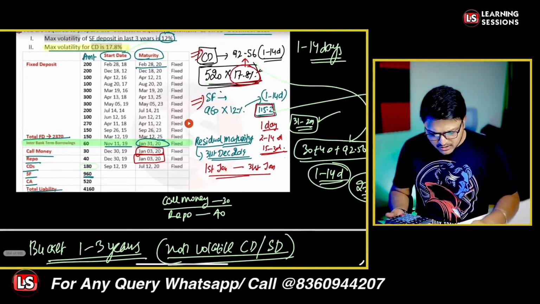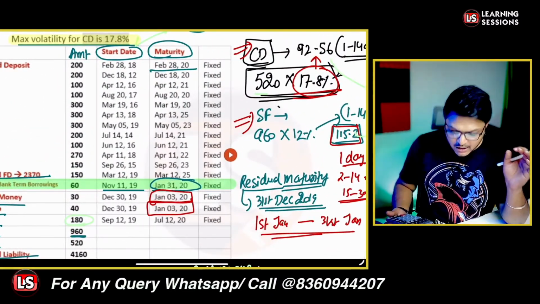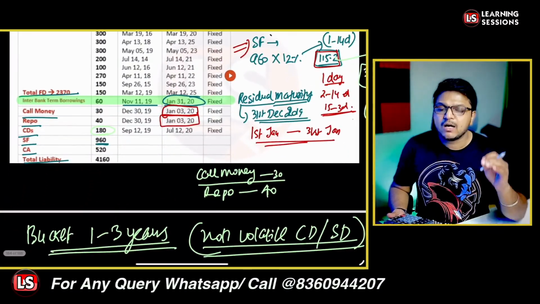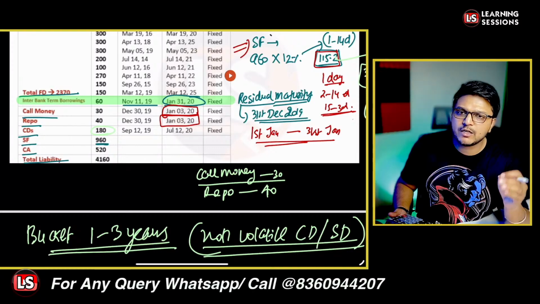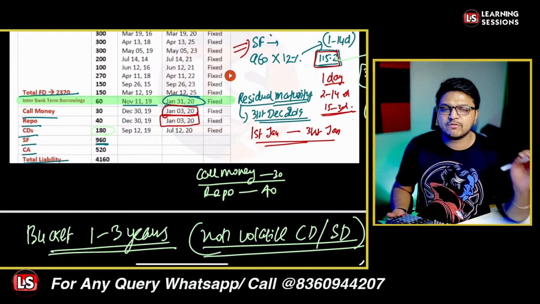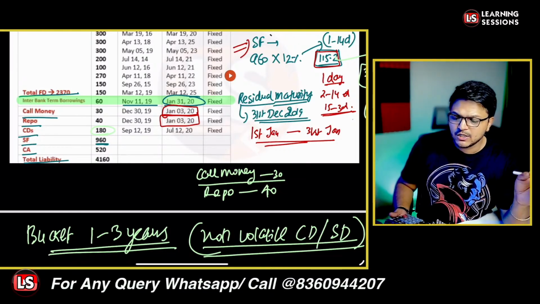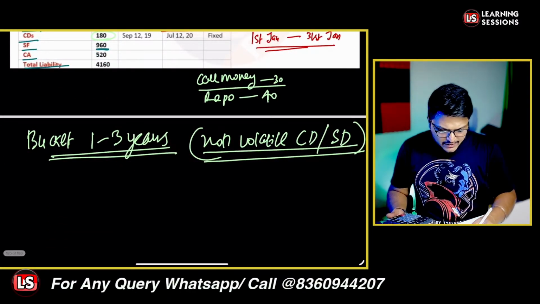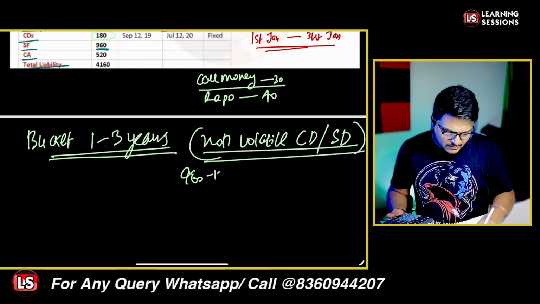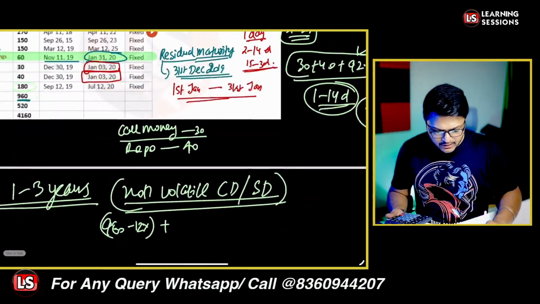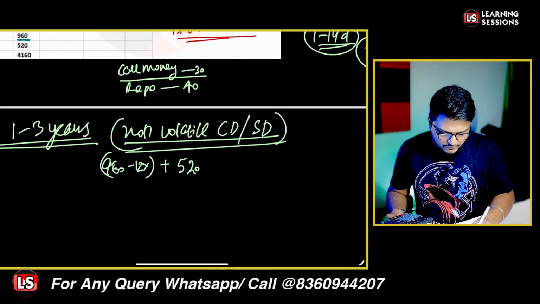And also the other amount that we are going to talk about will be placed under 1 to 3 years. 1 to 3 years means we will be considering after 1st of January 2021, starting from 1st of January 2021, under 1 to 3 years, right? So we will be considering different things over there. First of all, the non-volatile part, it means 960 minus 12% from saving fund deposit, that will be considered. Plus also for the current deposit, it will be 520 minus 17.8%, that is to be considered.